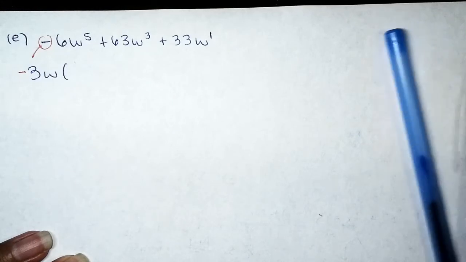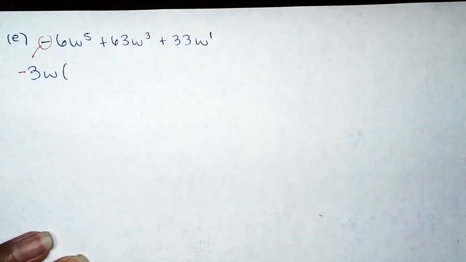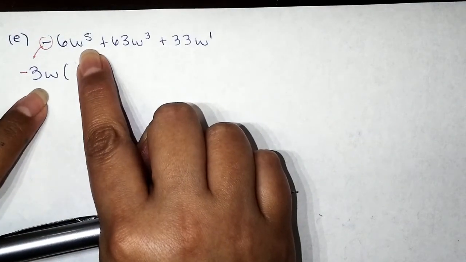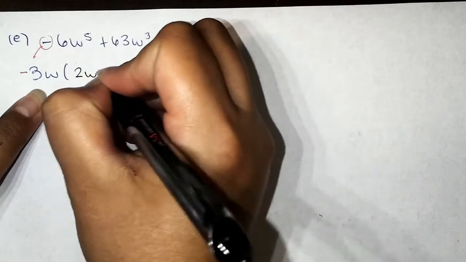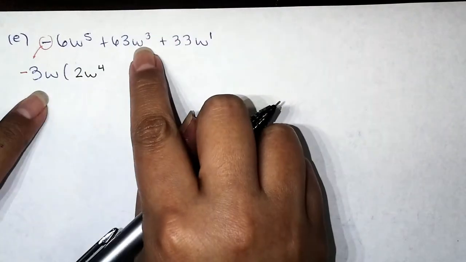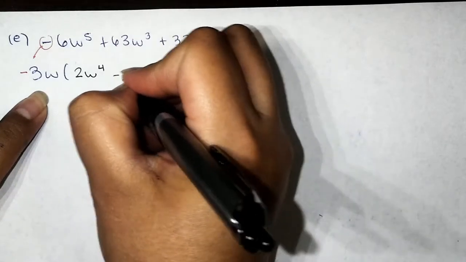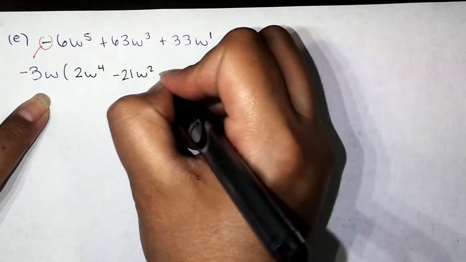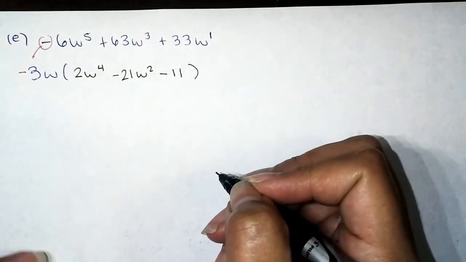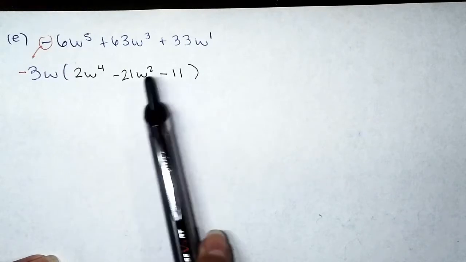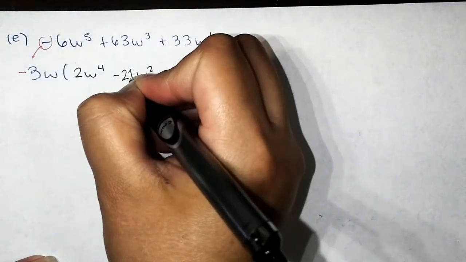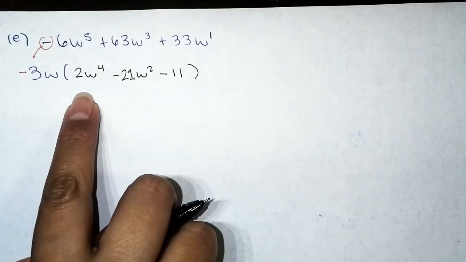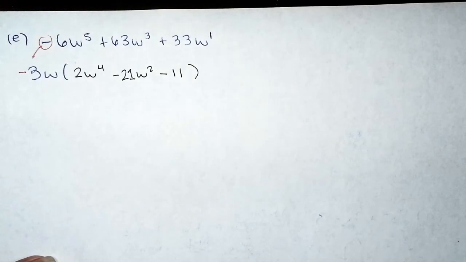Let's show the world what we're left with when we factor out the GCF from the trinomial. First term over common factor, that will leave us with 2w to the 4th. Second term over common factor, that will leave us with negative 21w squared. Third term over common factor, that will leave us with negative 11. So we still have a trinomial. It's still kind of ugly, but at least it's toned down by a factor of 3w. Is the leading coefficient 1? It is not. So let's go ahead and use the X game.